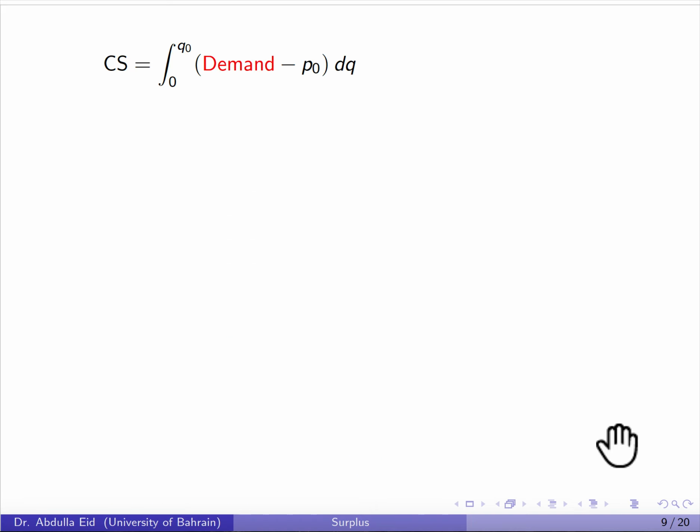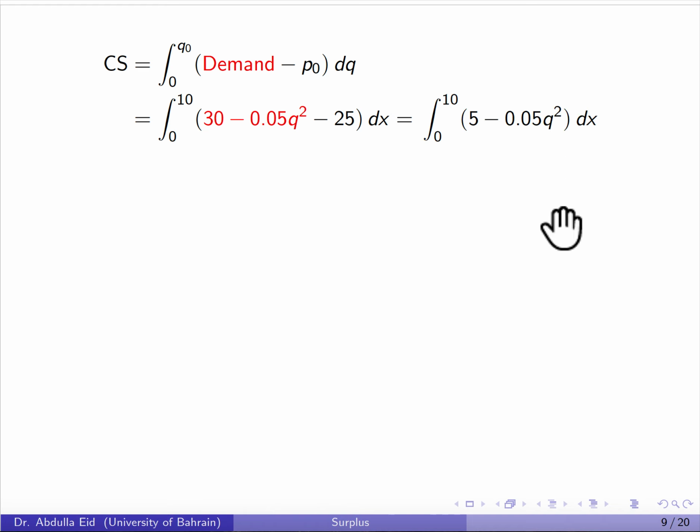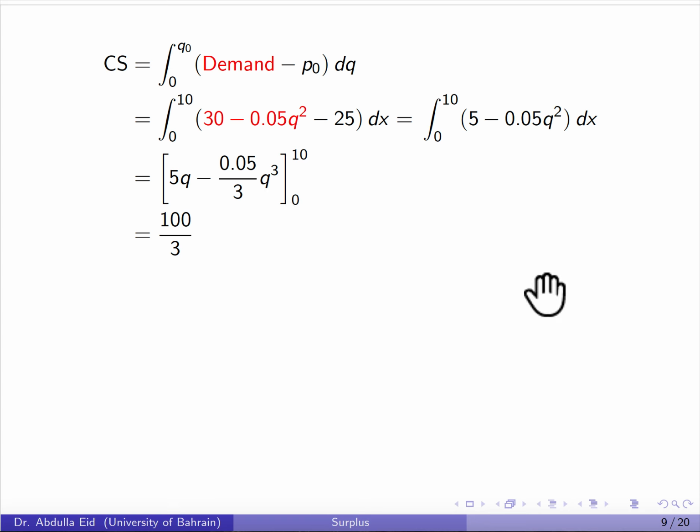Next we need to find the consumer surplus, which is the integral of the demand minus the equilibrium price. If we substitute from the question, we get 30 minus 0.05 q squared, this is the demand, minus 25, this is the equilibrium price. Now 30 minus 25 is just 5, so we get 5 minus 0.05 q squared. What's the integral of 5? It's just 5q. The integral of q squared is q cubed over 3. So you get 5q minus 0.05 q cubed over 3. Now with your calculator, substitute q equal to 10, and then substitute q equal to 0. This will be the final answer.